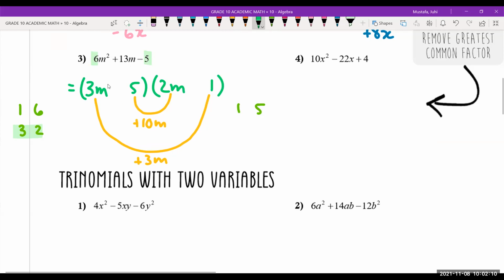So what sign am I going to put in front of the 5? Yep, because positive 5 times 2m is positive 10m. What sign am I going to put in front of the 1? Plus, because 3m times positive 1 is 3m. Go ahead and FOIL this and see if it works. Nirmatha?